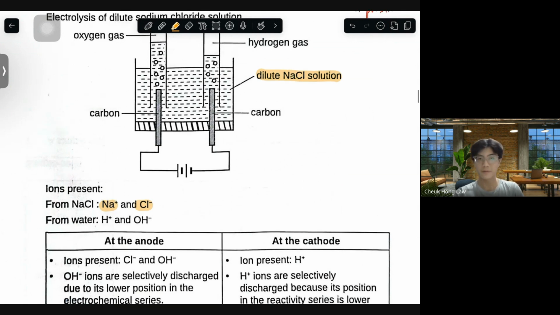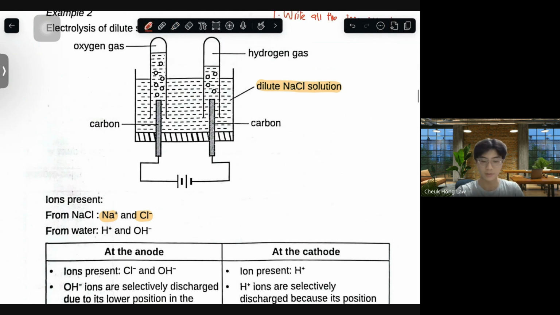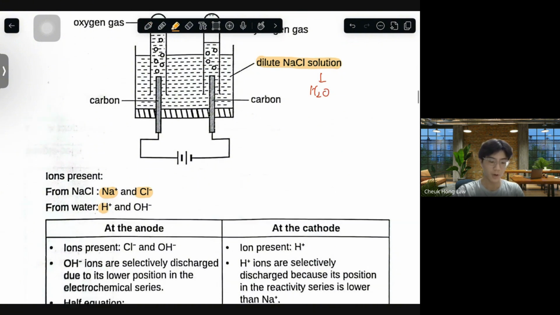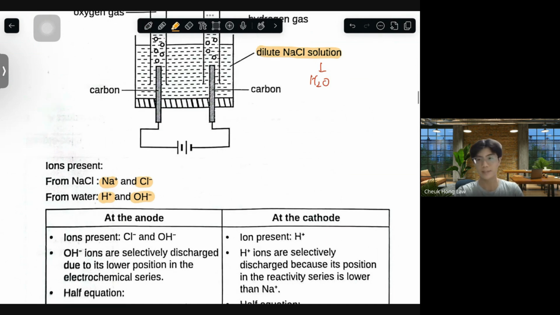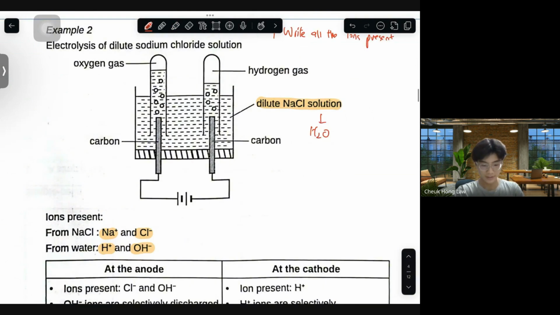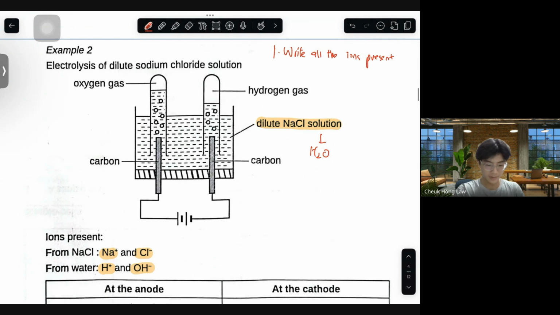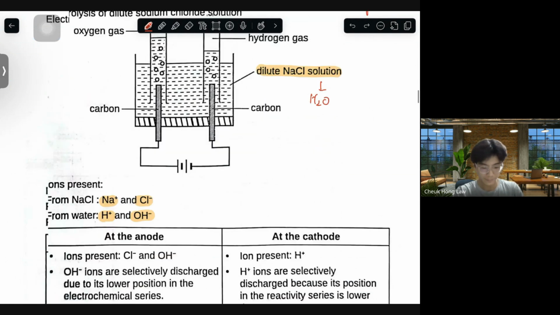But we also have a solution, right? What does a solution contain? Water. H2O. That means sodium chloride dissolves in water. So from water, we also have 2 more ions, H plus and OH minus. This one will be your products. Later we'll see why.